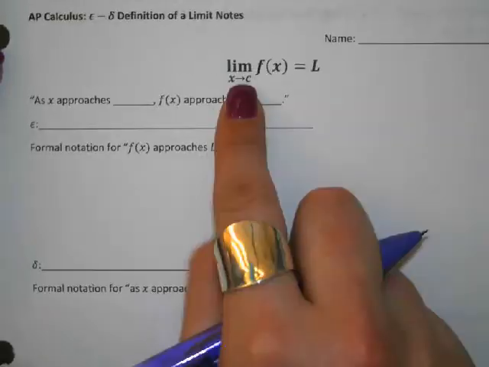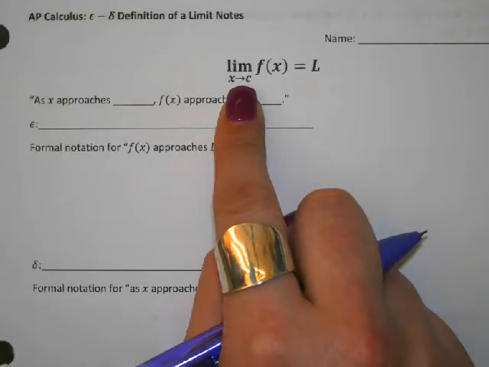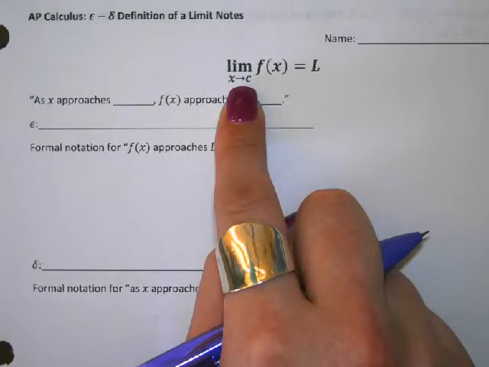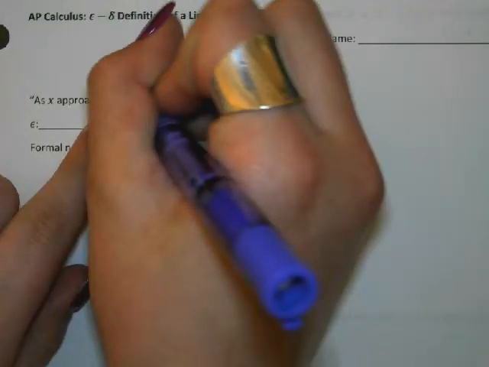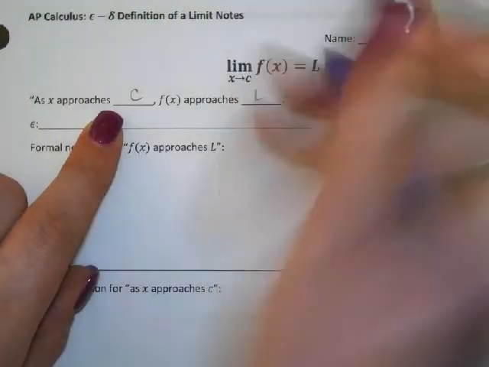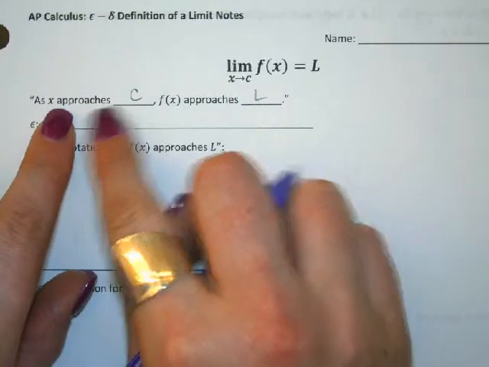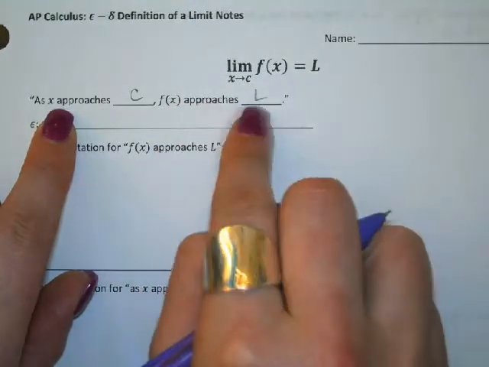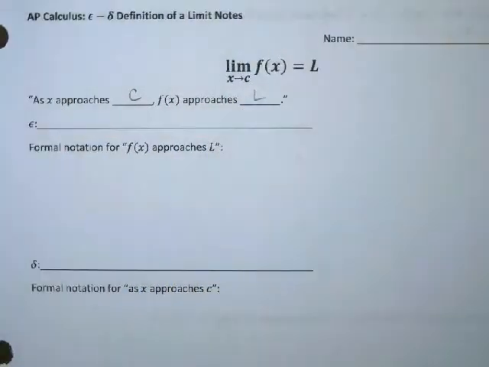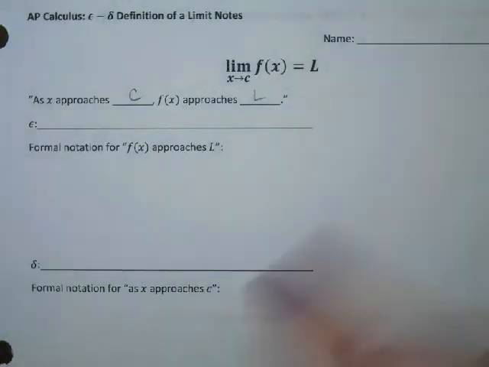Okay. Do you guys remember how to read this out loud? No. Okay. All right, so the limit as x approaches c, that means the f of x approaches L. Okay. So far, so good?